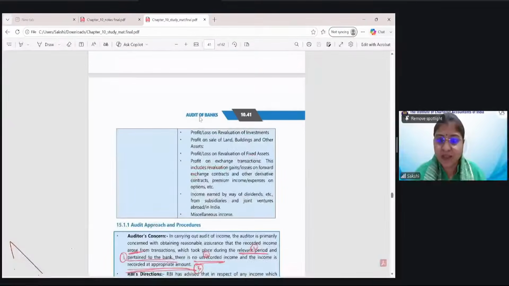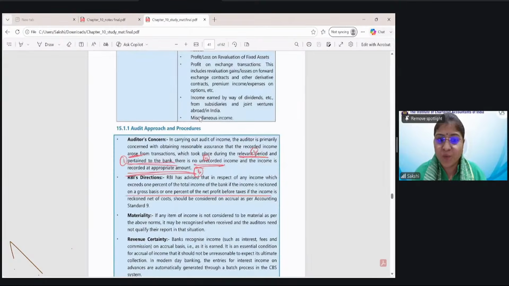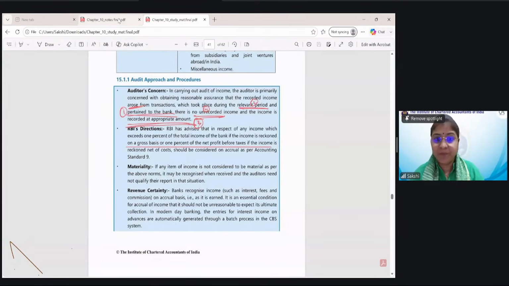Okay. So all these things, see, this has been mentioned here, income. So what is the auditor's approach to it? The auditor's approach is, in carrying out the audit of income, the auditor is primarily concerned with obtaining reasonable assurance that the recorded income arose from the transaction which took place during the relevant period and it is pertaining to the bank. Okay, there are no unrecorded income and the income is recorded at appropriate amount.